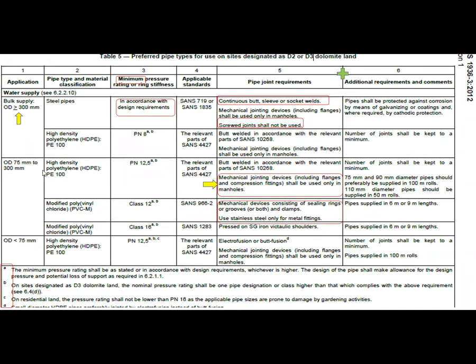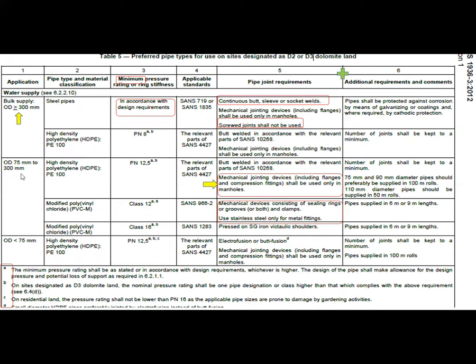So let's then move on to the outside diameter of 75 millimeter to 300. And they've got, once again, HDPE. Unfortunately, you can see that the pressure rating does increase to 12.5. Once again, you can use butt welding in accordance with that specific standard, 10268. I apologize. And once again, mechanical joining devices and flanges only to be used in manuals. Number of joints, once again, to be kept to a minimum.